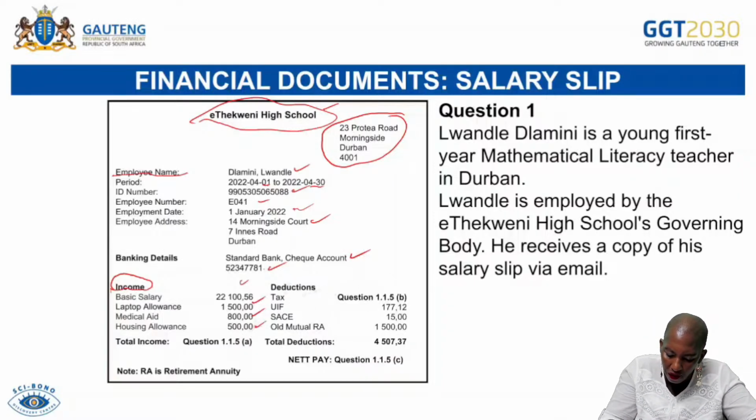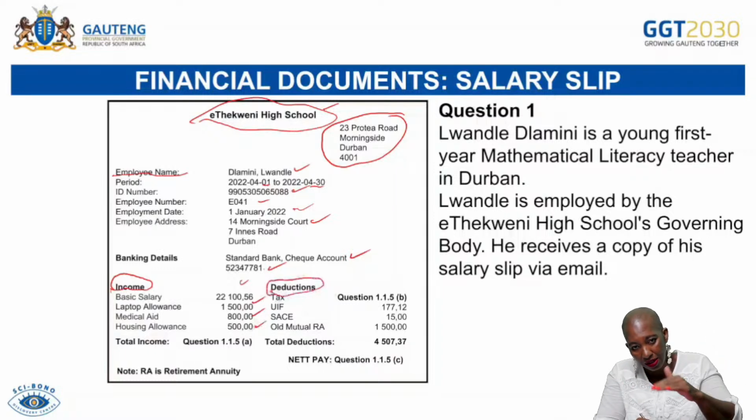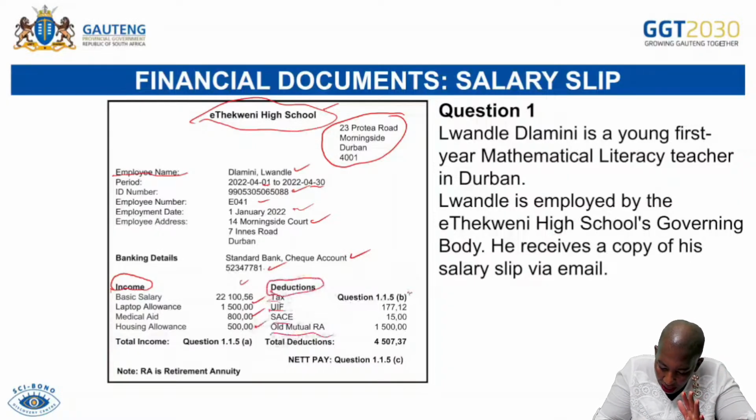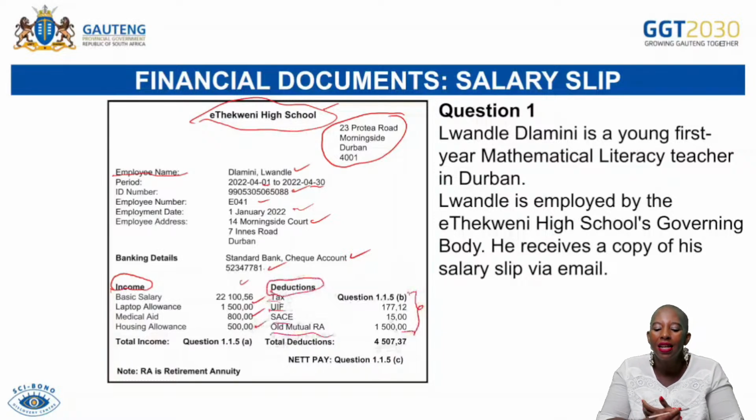And then now we have what you call deductions. We said deductions, the money that is spent from where? From the salary. Now, here we have tax. We have tax as part of deductions, UIF, and Old Mutual retirement annuity. So it means this person is spending money on a monthly basis on this, and the total deductions is 4,507 rand 37. That is the total deduction.